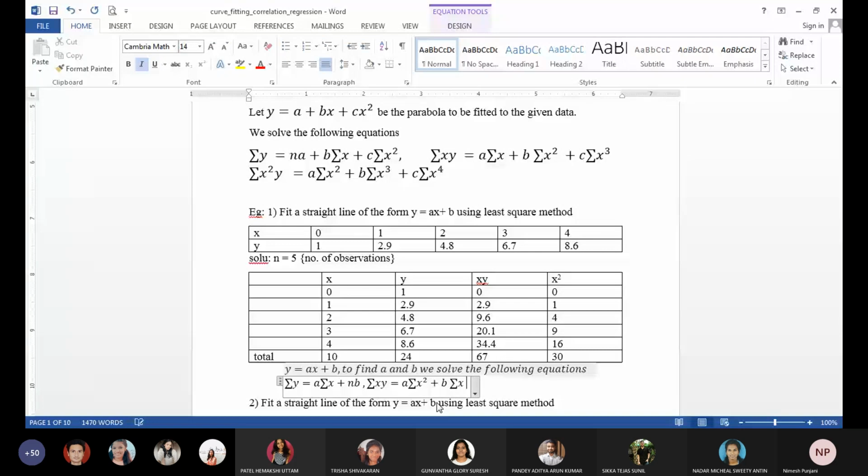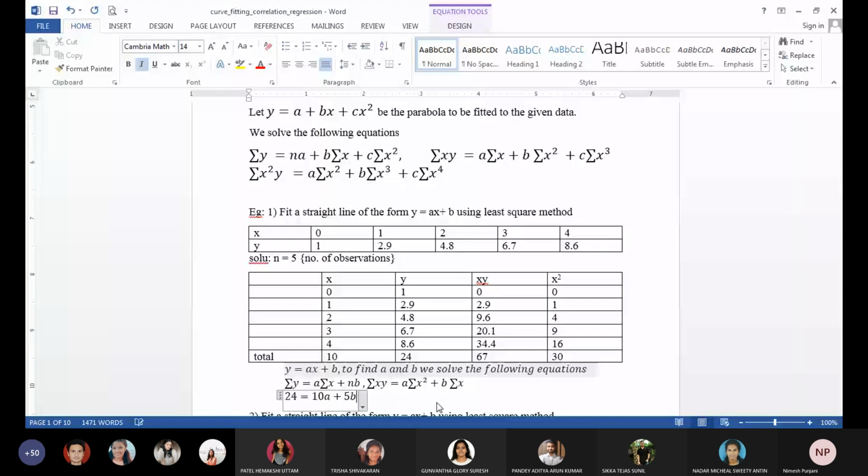ठीक है, सेकेंड इक्वेशन के लिए उसको x से मल्टीप्लाई करो एंड देन यू ऐड. सो दिस आर द टू इक्वेशंस व्हिच वी गेट. अभी उसमें वैल्यू सब्स्टिट्यूट करना है. सो summation y is 24 equals a times summation x, that is 10a plus n into b.